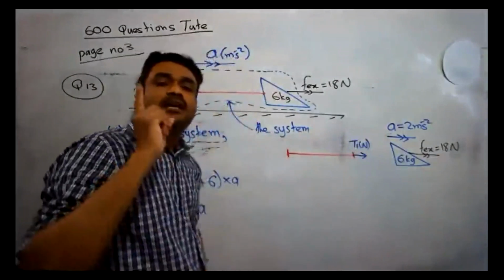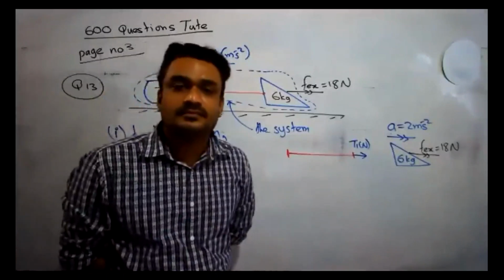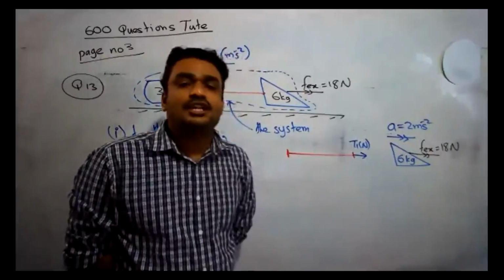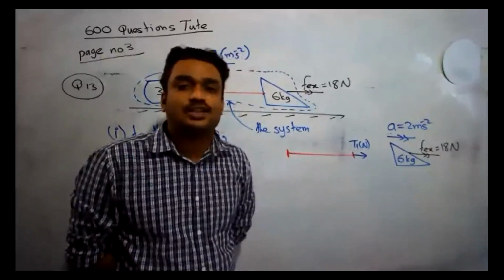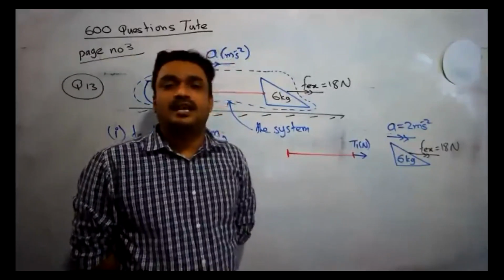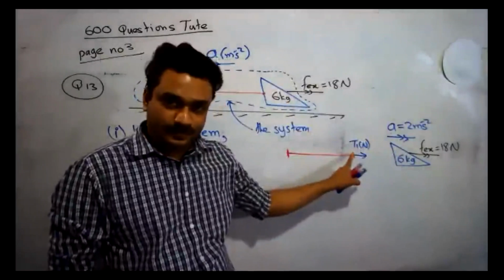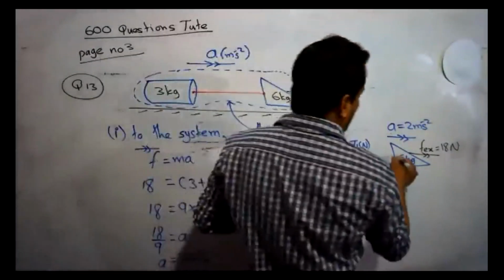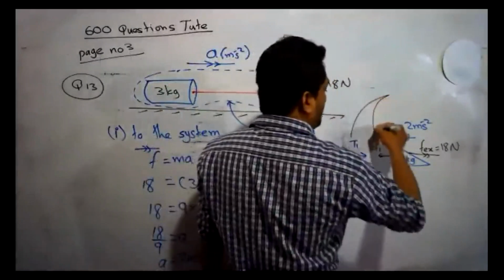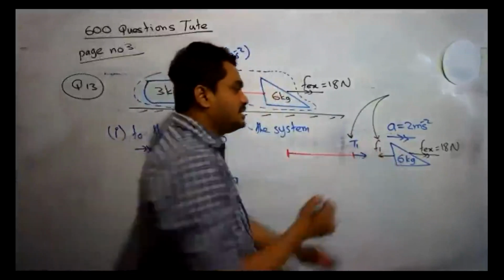Now somebody unmute the mic and tell me Newton's third law of motion. Every action has an equal and opposite reaction. Every action means every force has an equal and opposite reaction force. When the 6 kg object gives a force of T1 to the string, the string gives an equal and opposite reaction force of F1 to the 6 kg object. This T1 and F1 are equal in magnitude and opposite in direction.